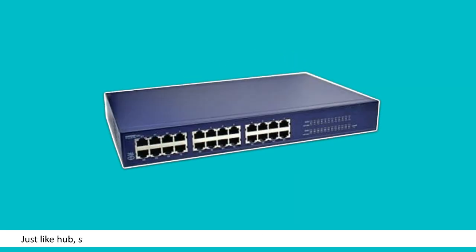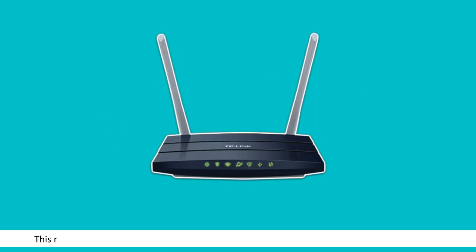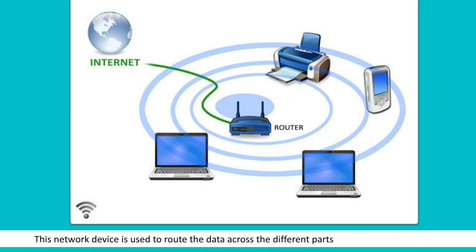Just like hub, switch is also a central hardware device that manages the flow of information among the computers and devices connected to it. But unlike hub, switch sends the data signals only to the desired device rather than sending it to all. Router. This network device is used to route the data across the different parts of the network when the computers are connected in Wide Area Network (WAN).